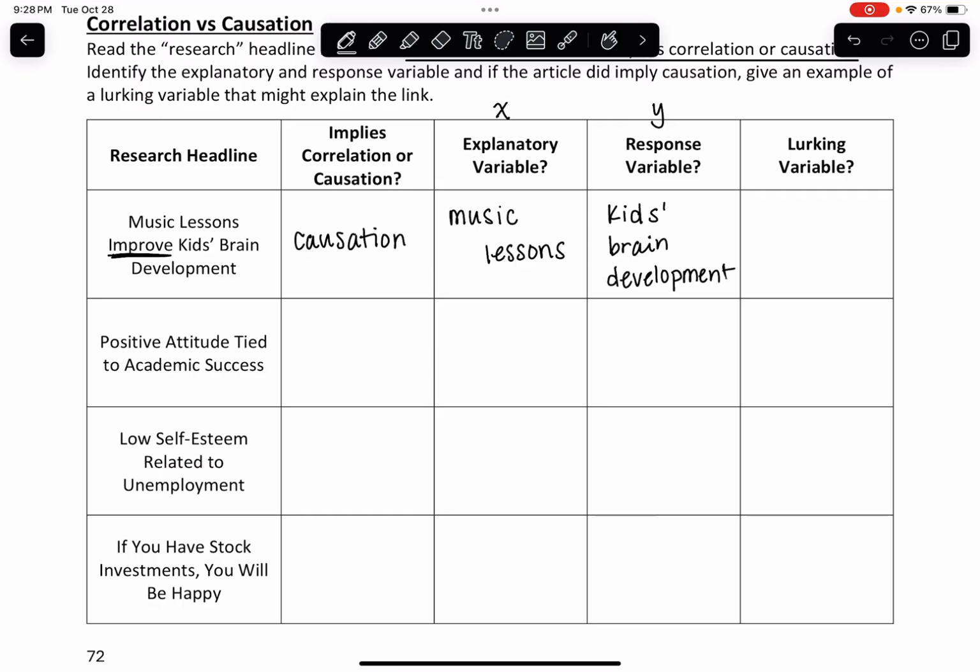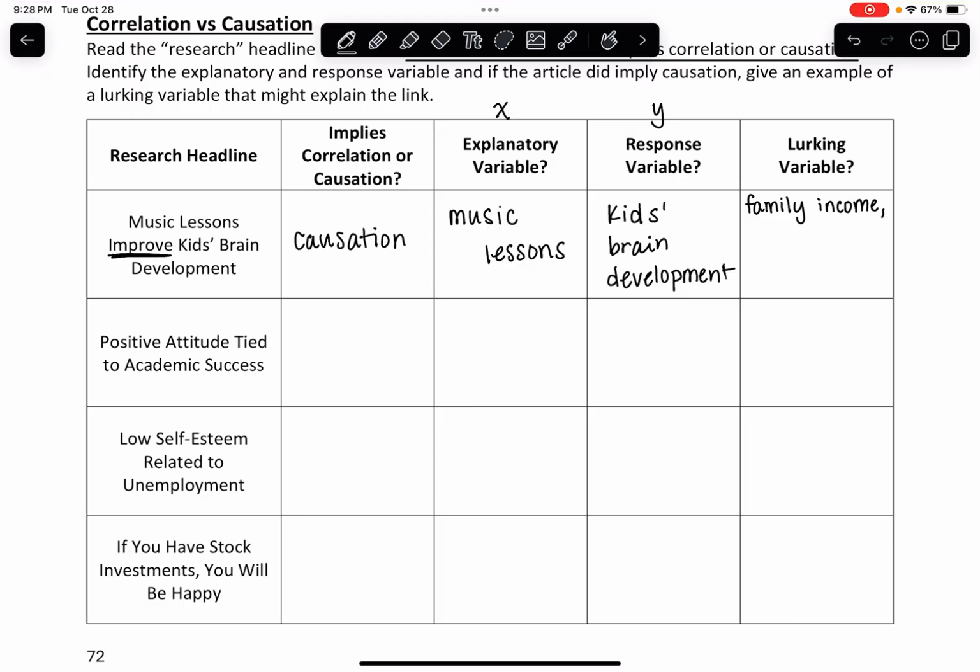So this headline is implying that if you give your kids music lessons, their brain is going to develop better. However, there are definitely some lurking variables I can think of here that would have an impact on this relationship. For example, family income. It would help if I spelled that right for you guys.